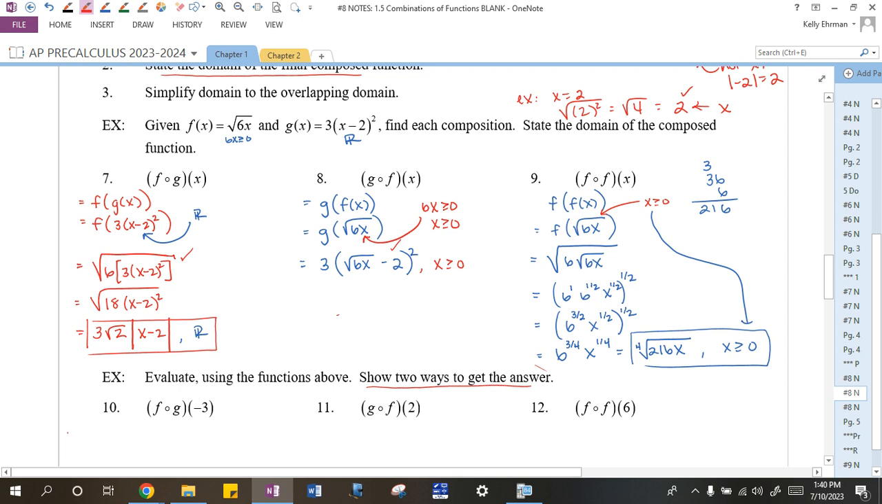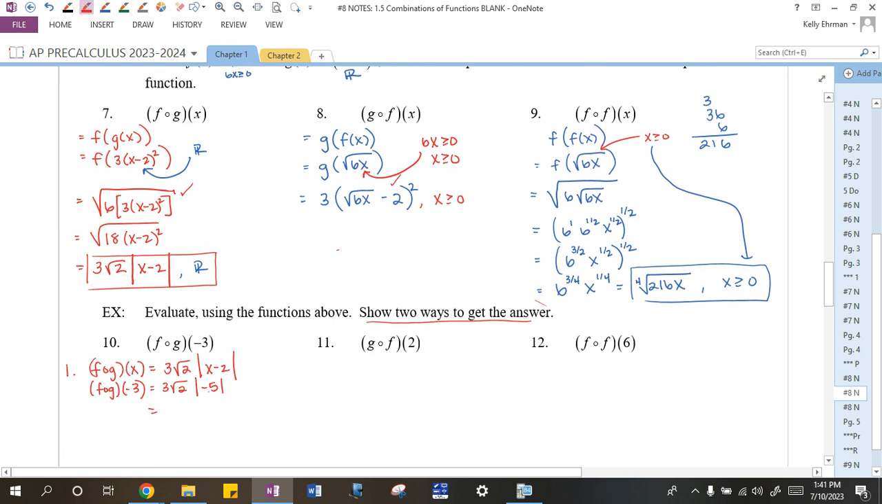But one method for finding f composed with g of -3 is to say, well, f composed with g of x, that was equal to 3 radical 2 times the absolute value of x minus 2. And then I can evaluate that at -3. 3 radical 2 times the absolute value of -5. So that's 5. So 15 radical 2.